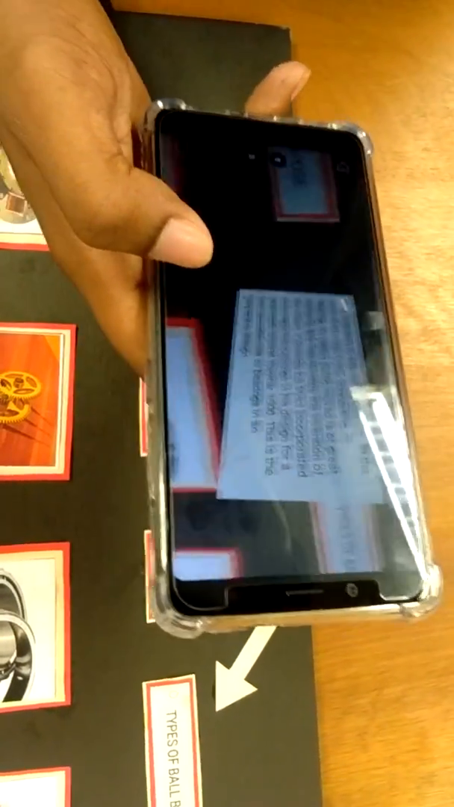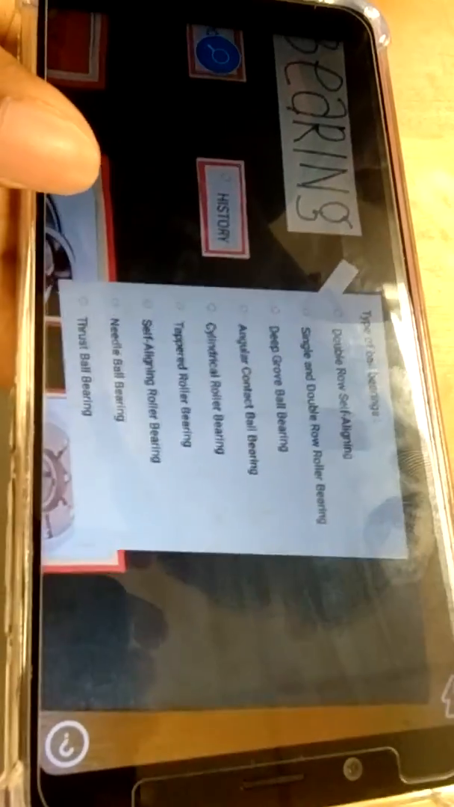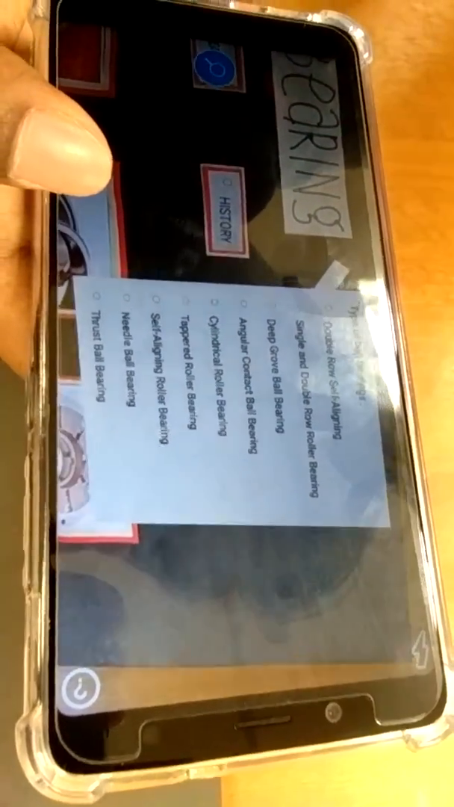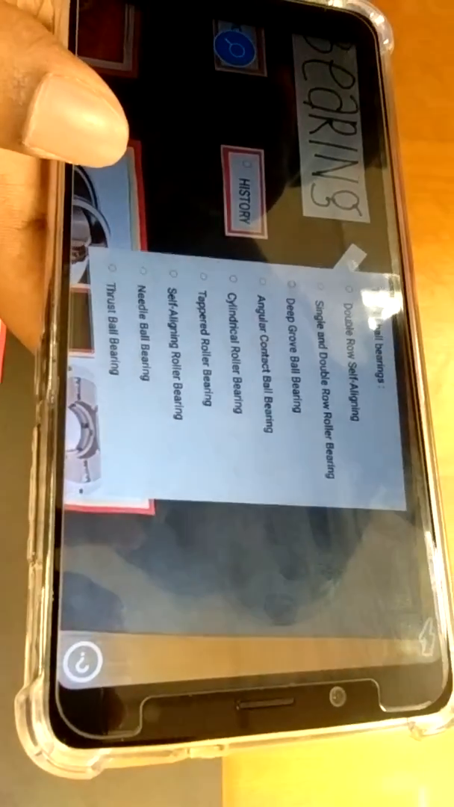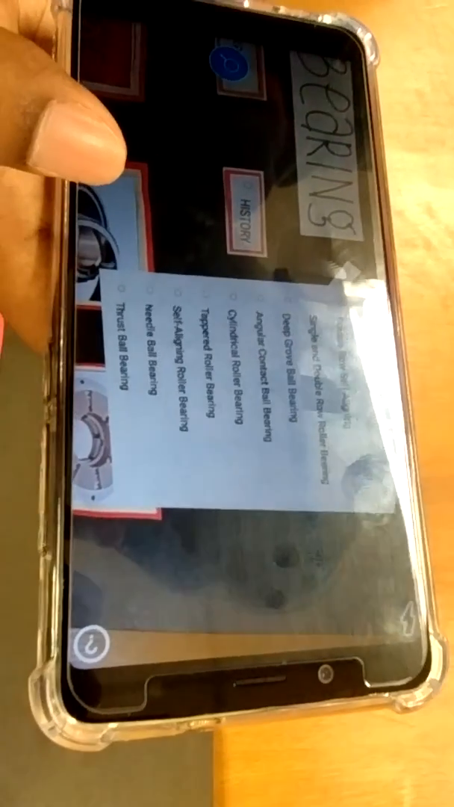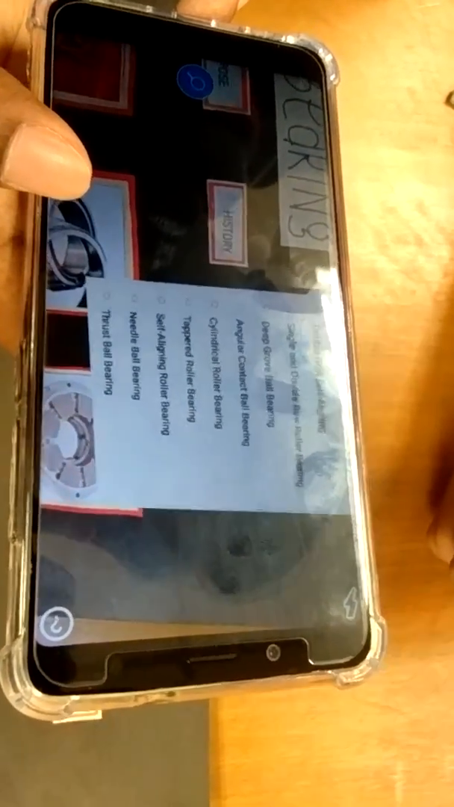And now we're going to move on to types of bearings. There are several types of bearings, and these are the main ones: double row self-aligning, single and double roller bearing, deep groove ball bearing, angular contact ball bearing, cylindrical roller bearing, taper roller bearing, self-aligning roller bearing, needle roller bearing, and thrust ball bearing.